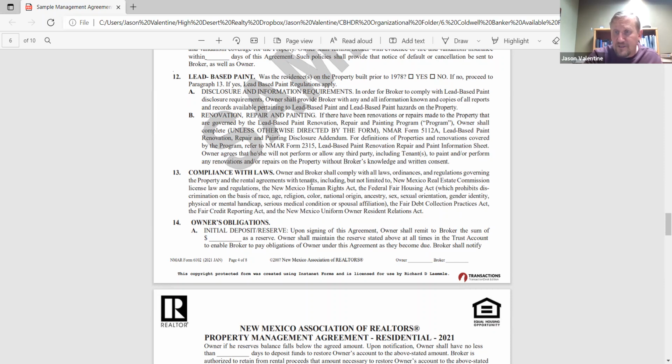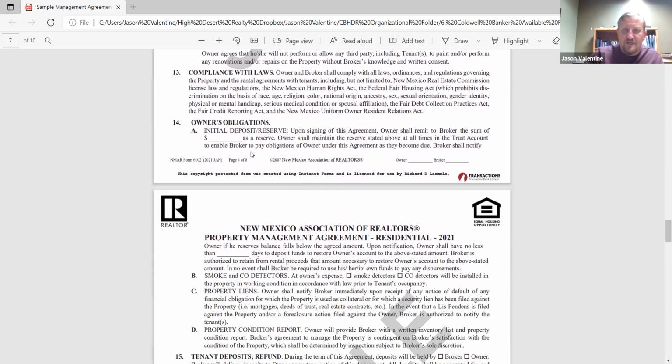We are beholden to making sure that things are done legally, morally, and professionally. Paragraph 14 down here is the initial deposit reserve for the owner. As I was mentioning earlier, typically on a normal residential property, we get $300.